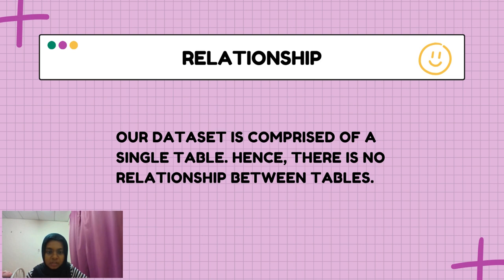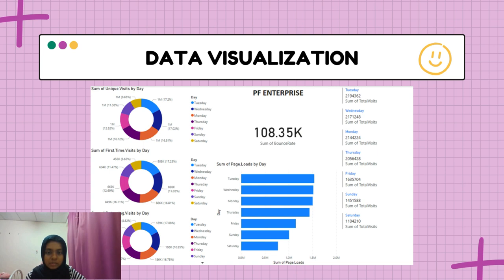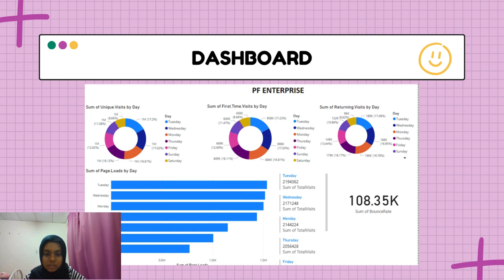As you can see, this is our data visualization. There is a sum of unit sold, sum of time visit, and sum of page loads, and this is what our final PF Enterprise dashboard looks like.